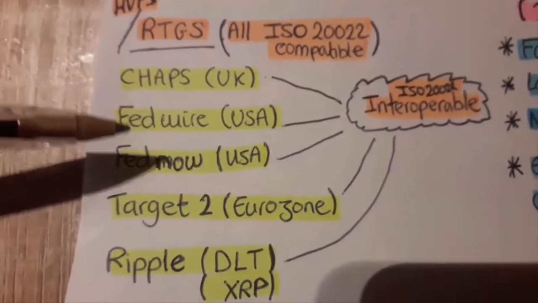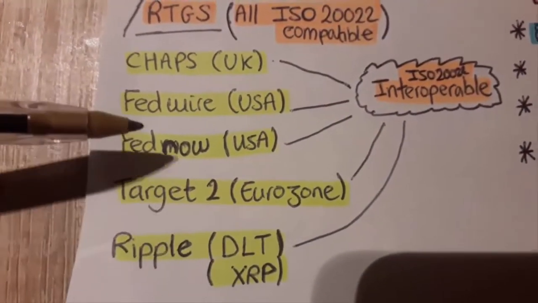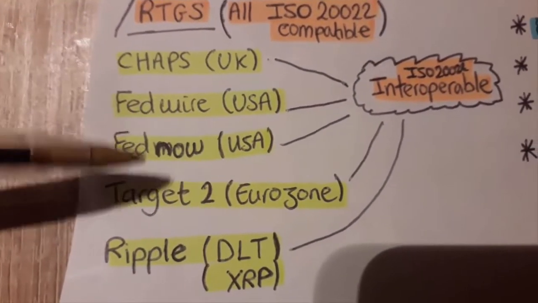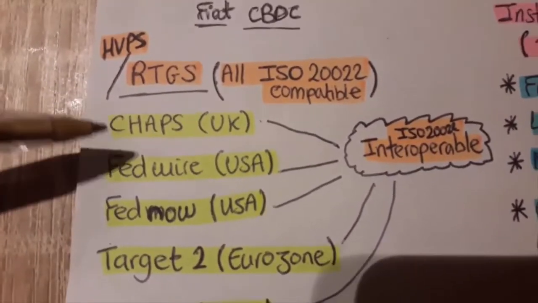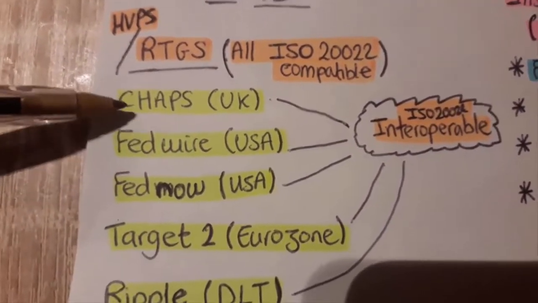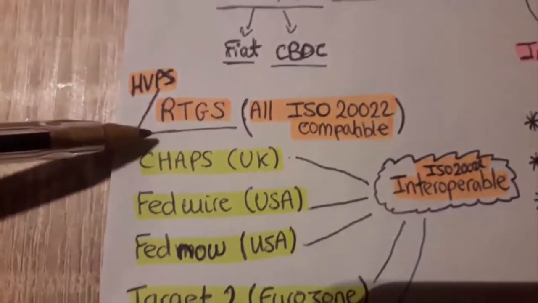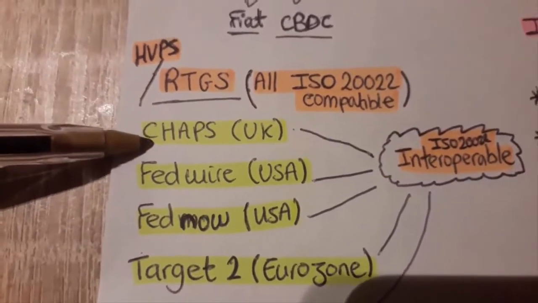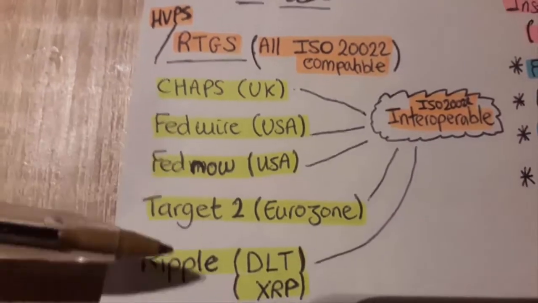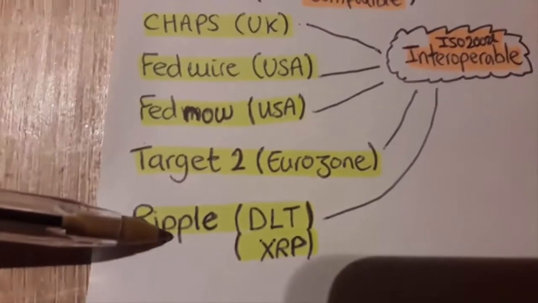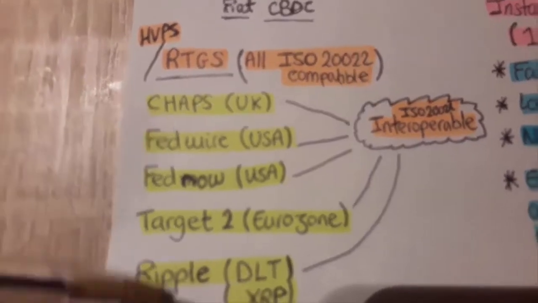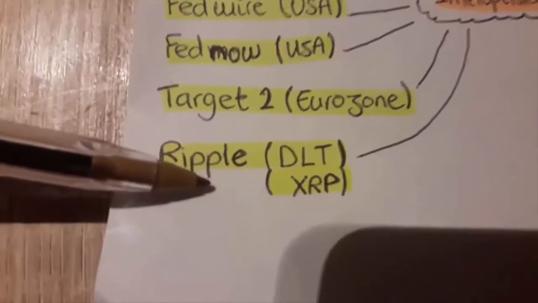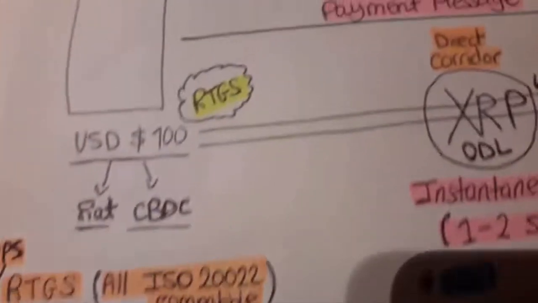All of these payment systems are going to be ISO 20022 compatible. So in effect, potentially they'll be interoperable with one another. So the CHAPS RTGS system in the UK, for example, can potentially use the Ripple DLT system for their cross-border payments. And that has benefits of its own. I'm going to talk about that now on this diagram.